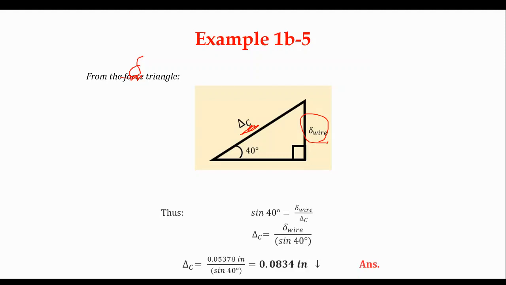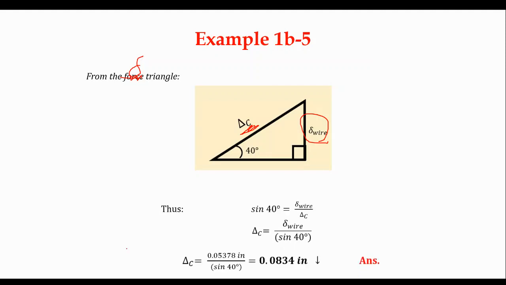So, the relationship is sine 40 equal to the deformation of the wire over the vertical displacement of C. So, if we are to solve the vertical displacement of C, it is the deformation of the rod over sine 40 degrees. So, this is equal to 0.0834 inch. Okay? Got it?